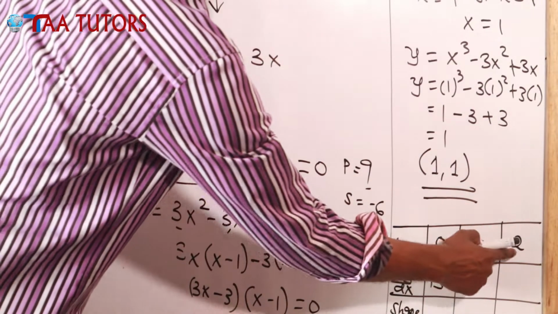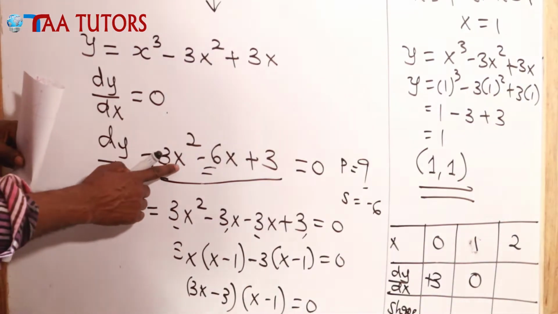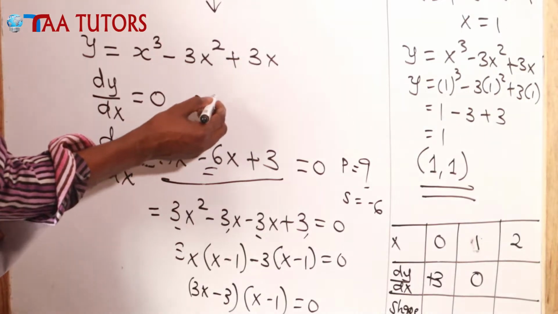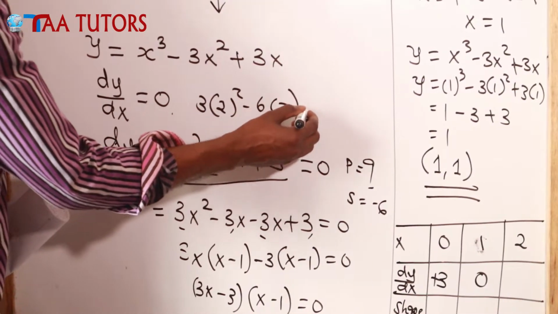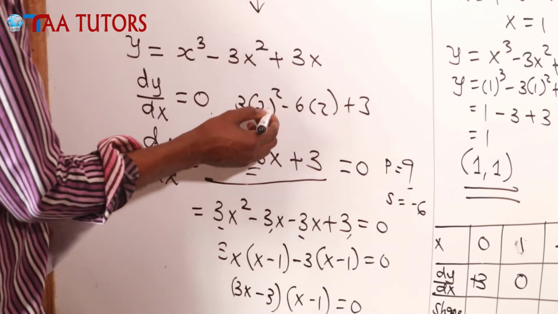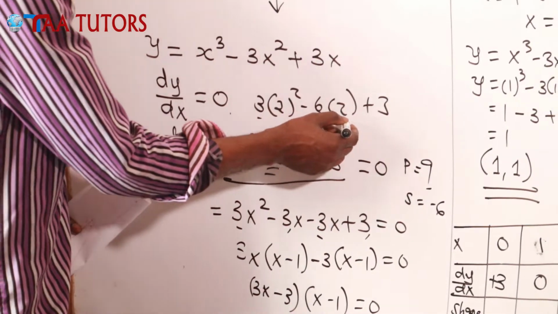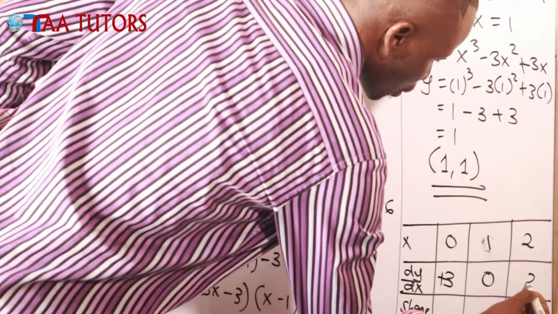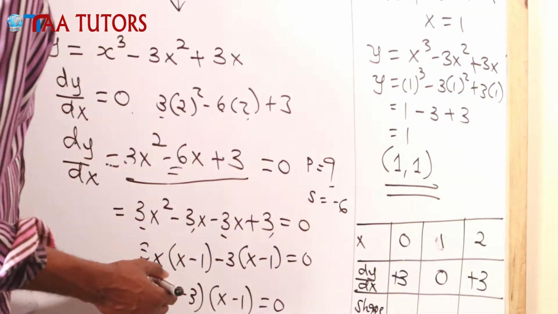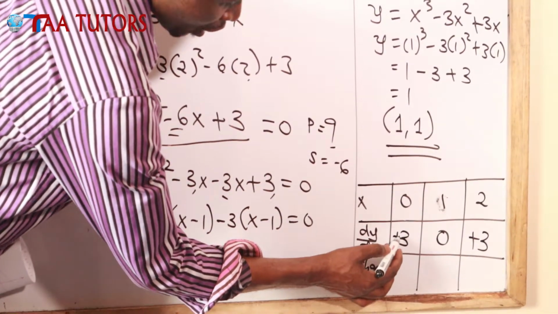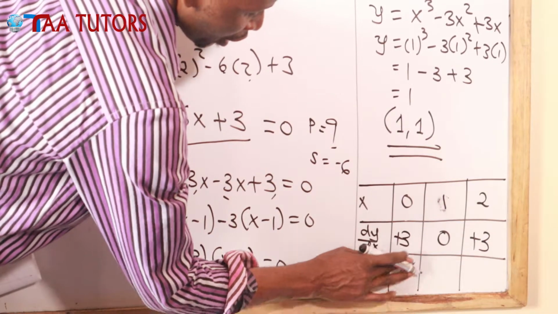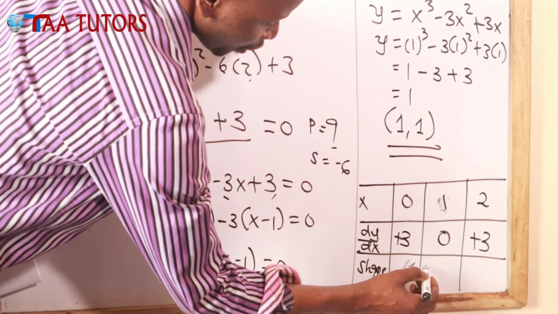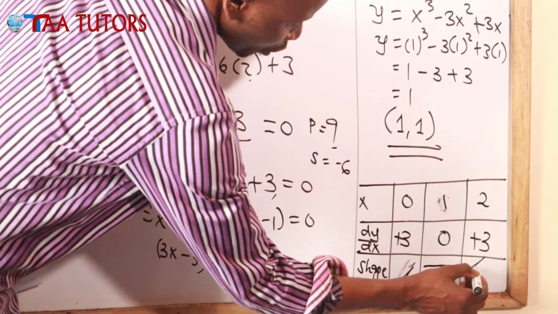What about if we put 2 here? If I put 2, this will be 3 into 2 squared minus 6 into 2 plus 3. This is 4 times 3, 12, minus 12 plus 3. So this is also plus 3. So what we can see is that the shape of the graph here is positive. So the shape will be like that. Here, positive. This will be flat, and then that will be positive again.